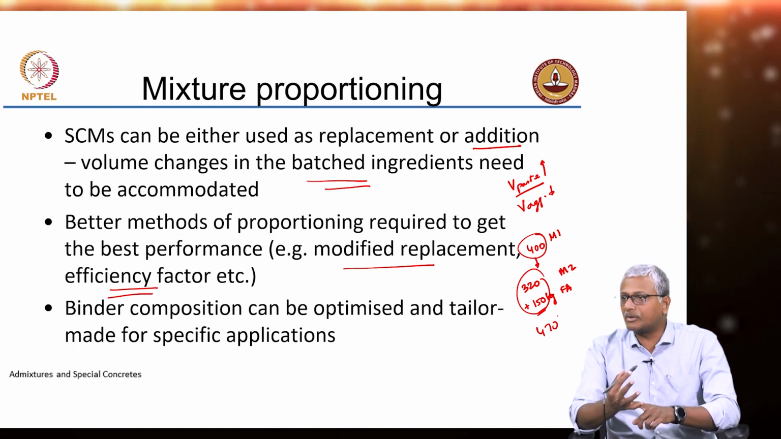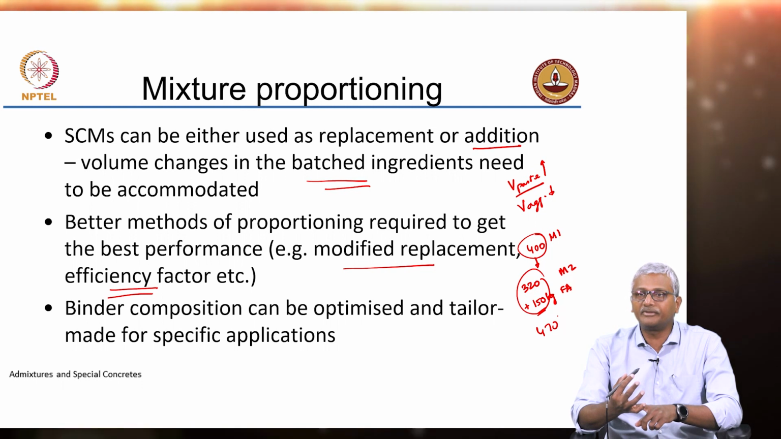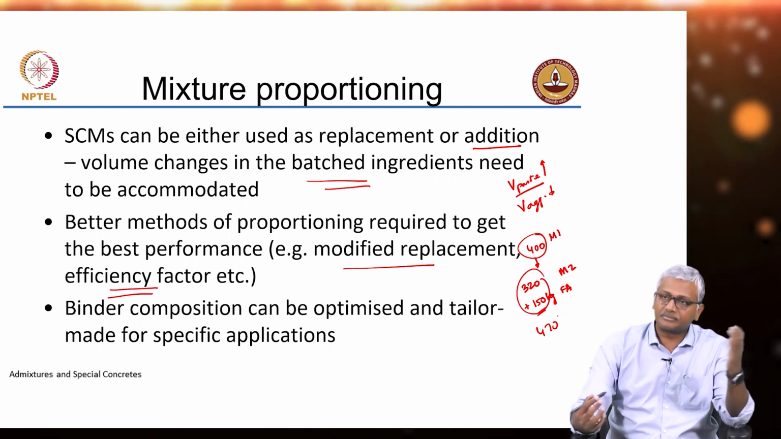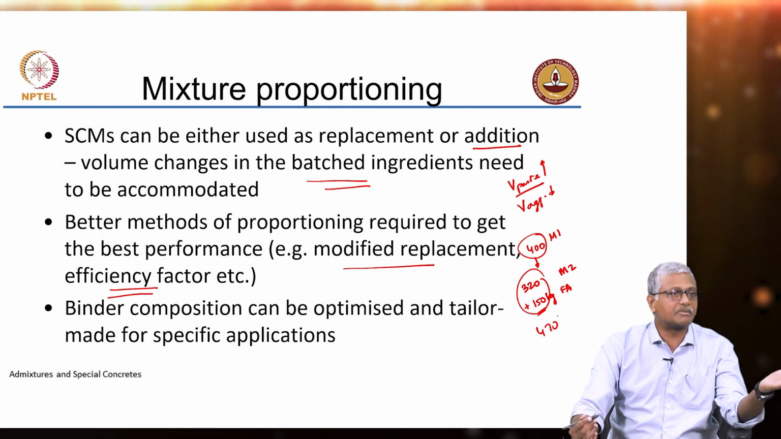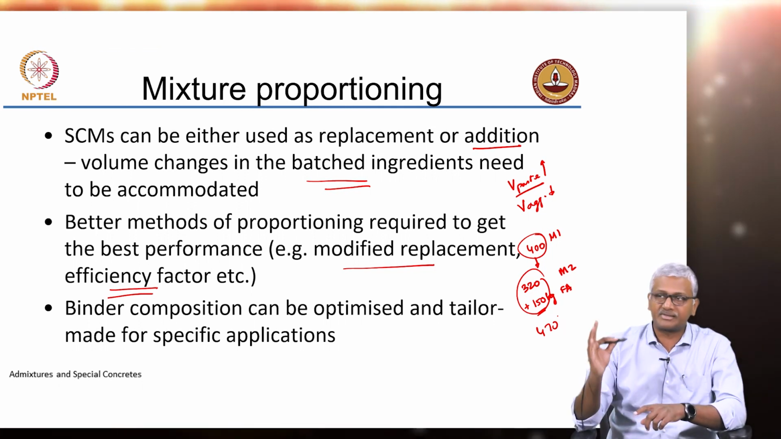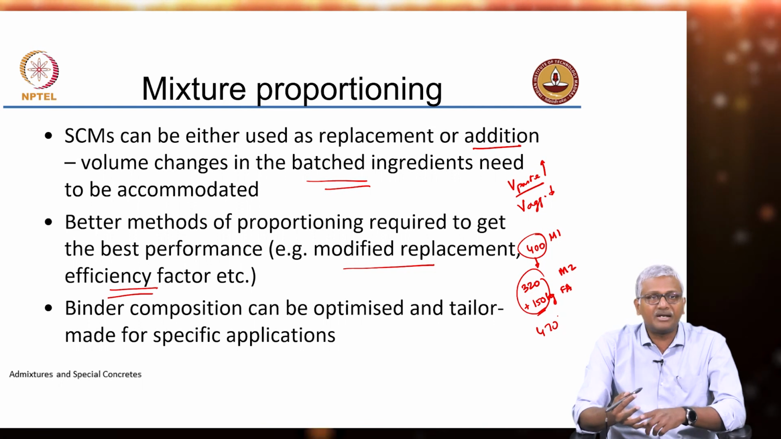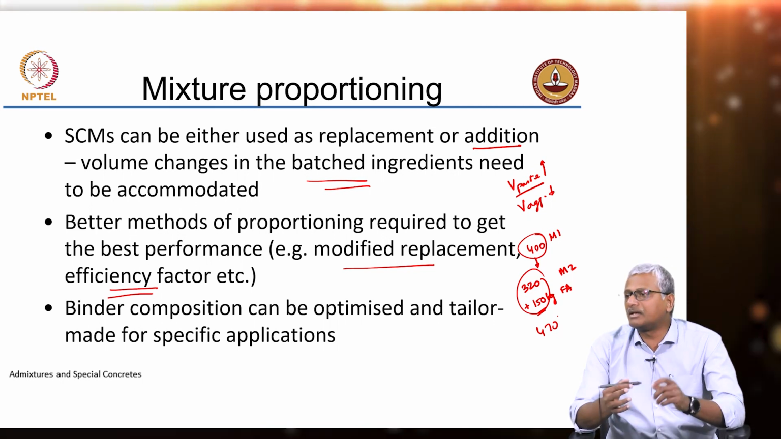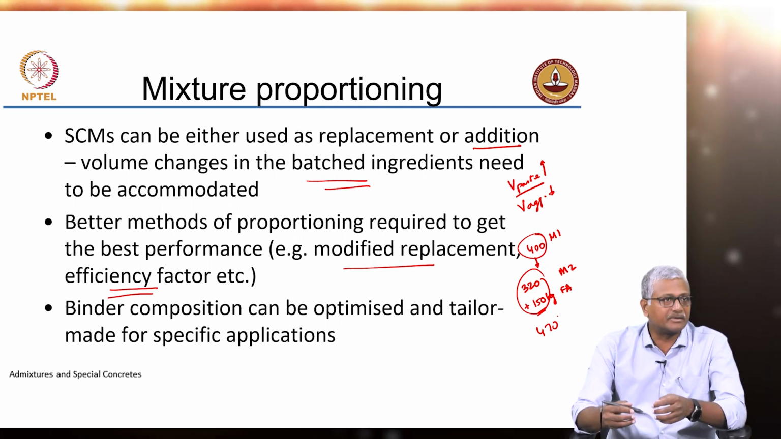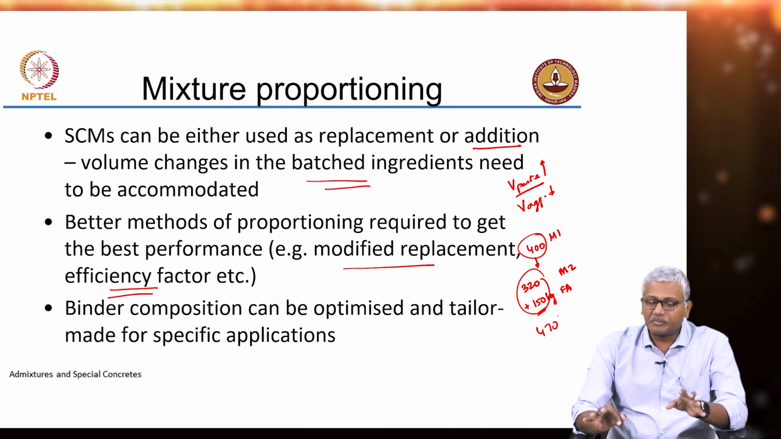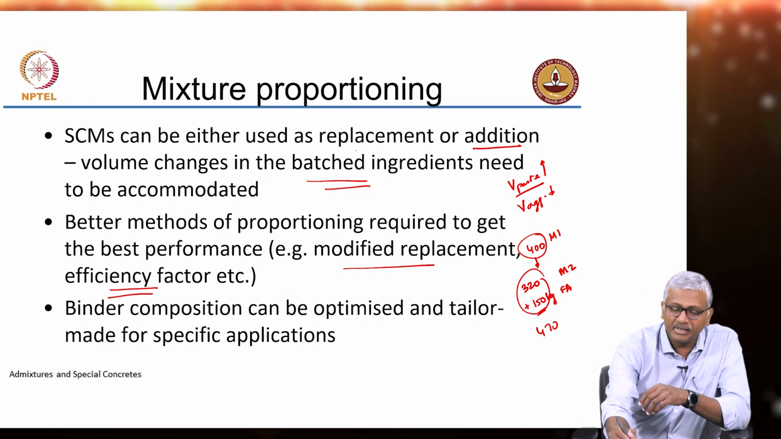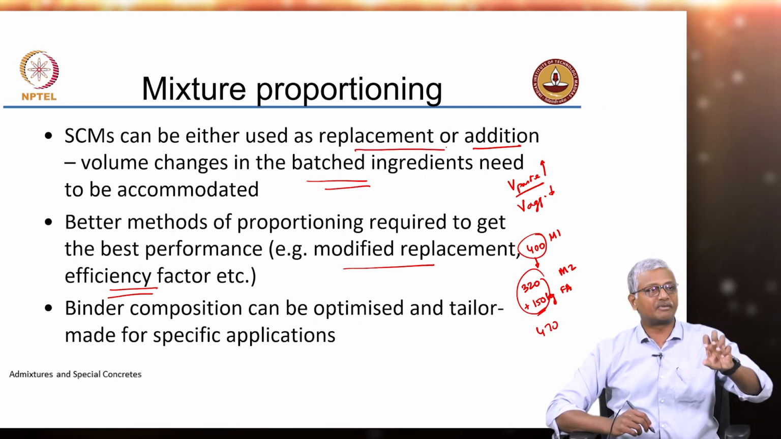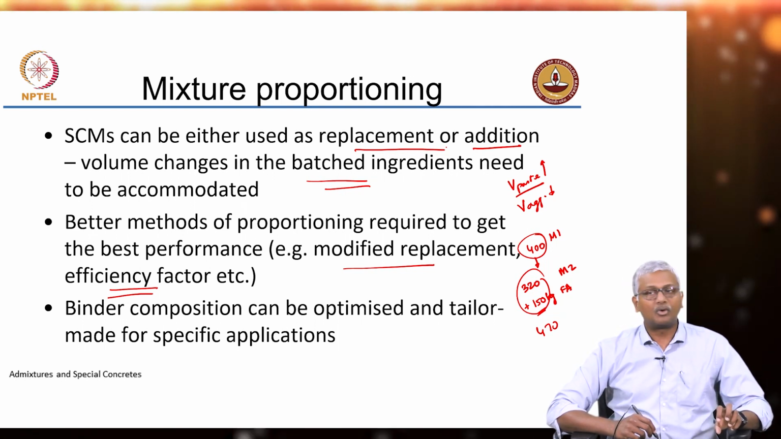First of all, it will depend on the age at which you are testing your performance, because 1 kilogram of fly ash as a replacement for 1 kilogram of cement may produce the same equivalent strength at 90 days, but at 28 days it may not do that. So, efficiency factor is a little complicated to apply in practice. For the most part, people simply do the simple replacement or simple addition. That means replacement of the cement by volume or by mass.